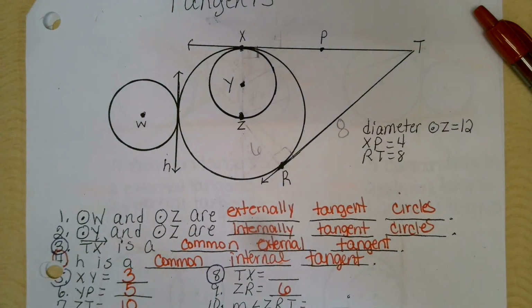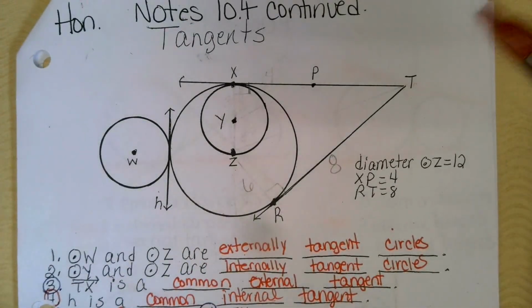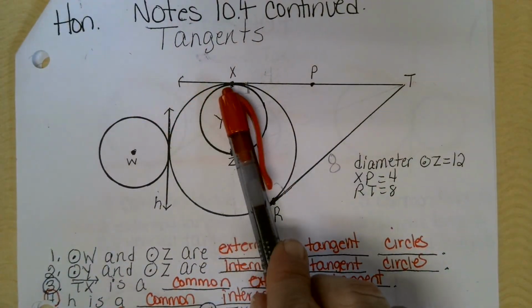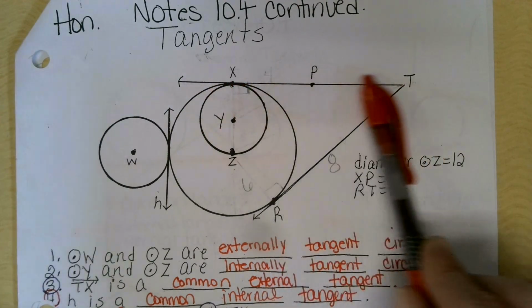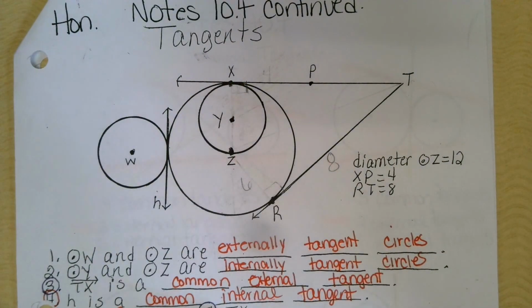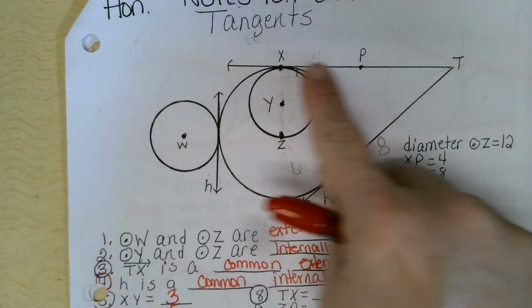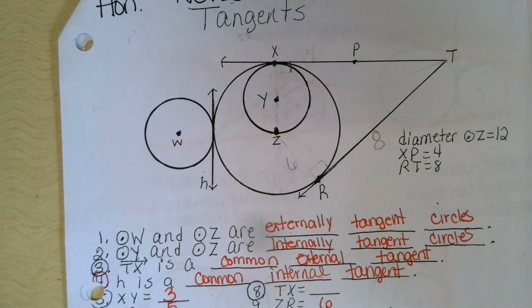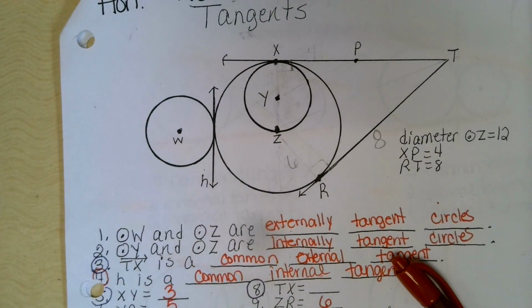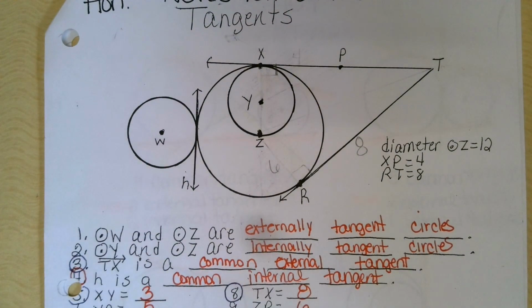All right, now number 8, TX. So TX is this piece here, and you have the information from this theorem. What is the answer for TX? Look at the picture. I've got it right there in the picture. All right, it's that simple.